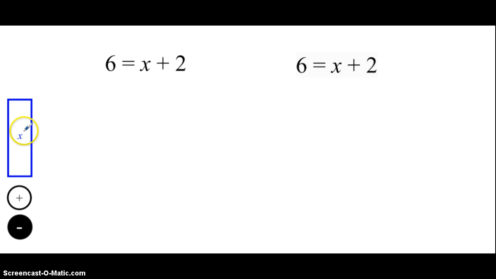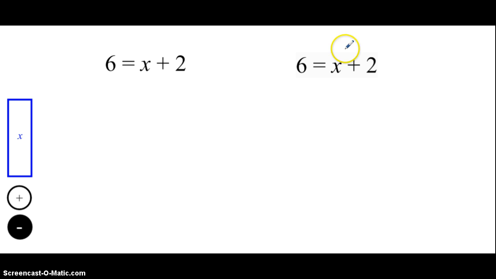We'll do this example. We won't do the picture. Let's just do the inverse operation. So in your notebook, I want you to write 6 is equal to x plus 2. This one can be confusing because the variable is on the right side of the equal sign. It doesn't matter. You can still work this one the same way.